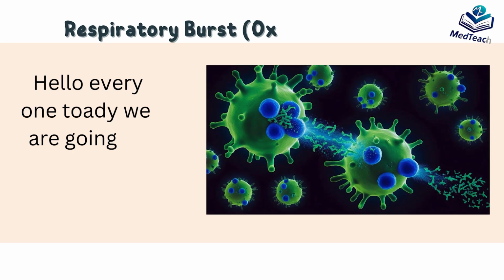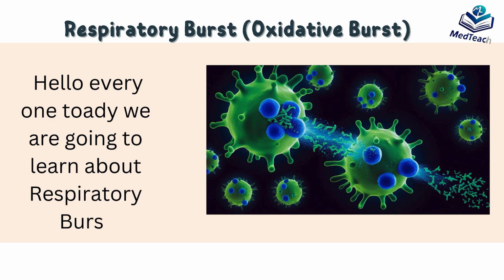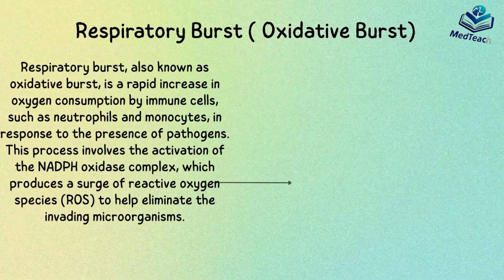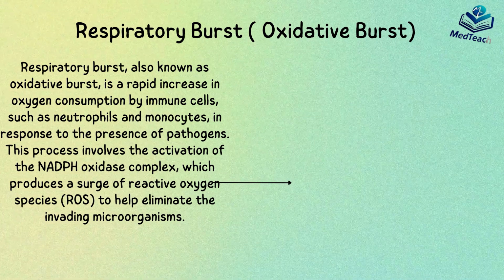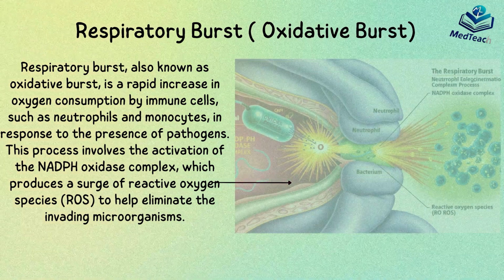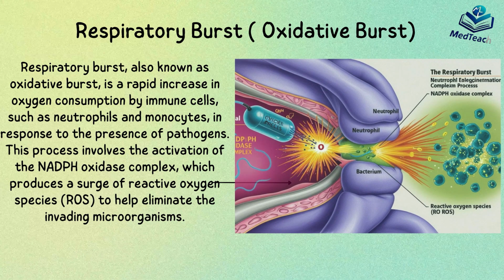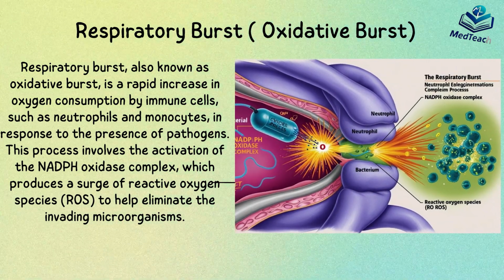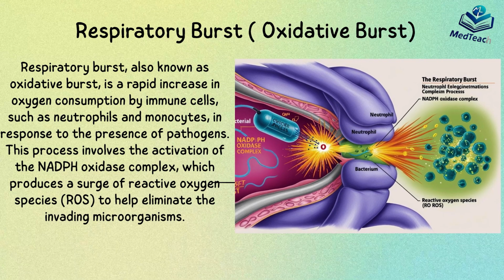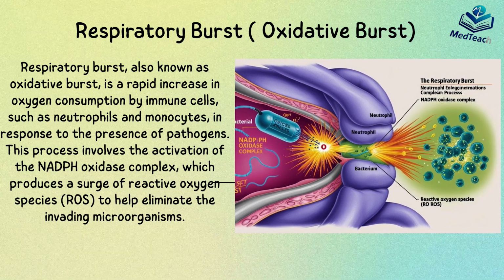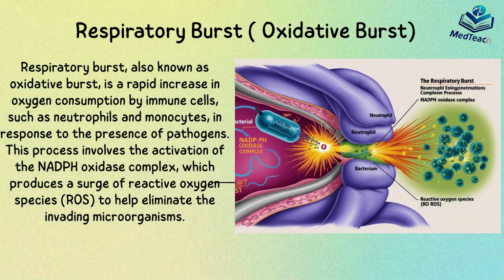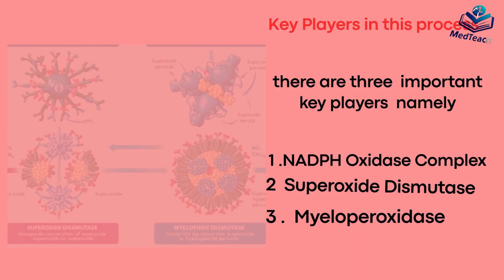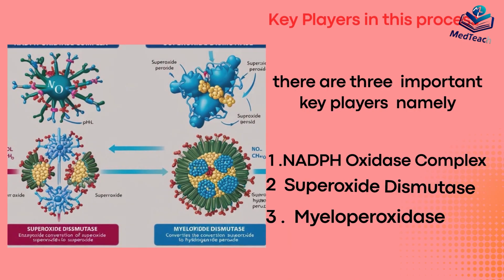Today we are going to discuss respiratory burst. Respiratory burst is also known as oxidative burst, which is a rapid increase in oxygen consumption by immune cells, such as neutrophils and monocytes, in response to the presence of pathogens. This process involves the activation of the NADPH oxidase complex, which produces a surge of reactive oxygen species to help eliminate the invading microorganisms. Who are all the key players in this process?